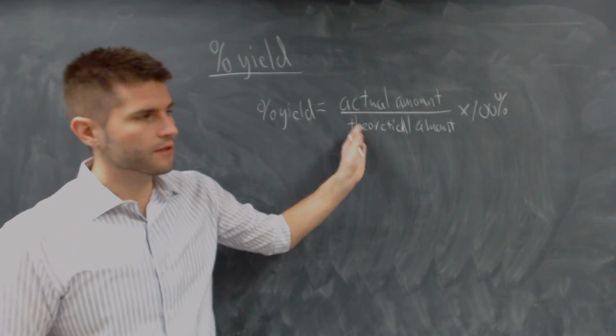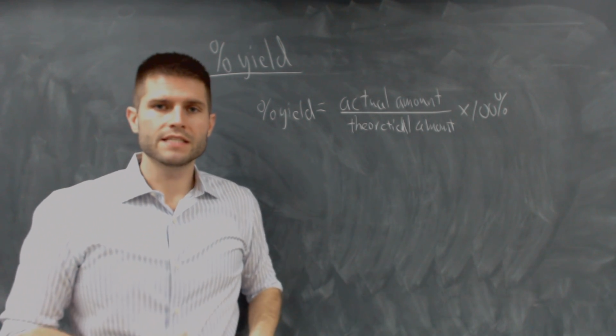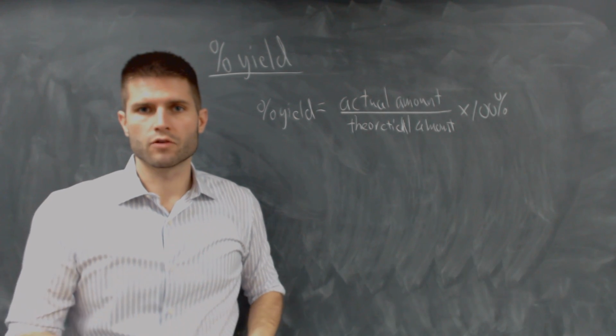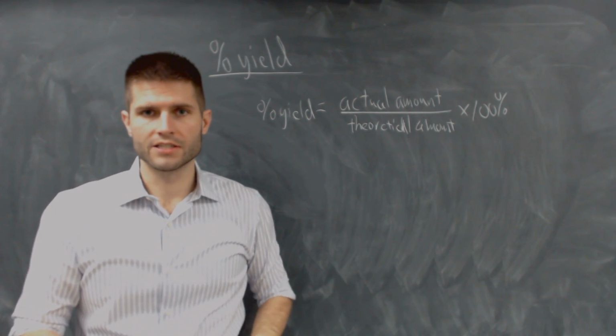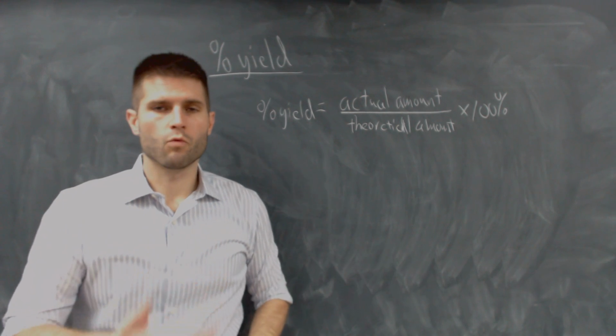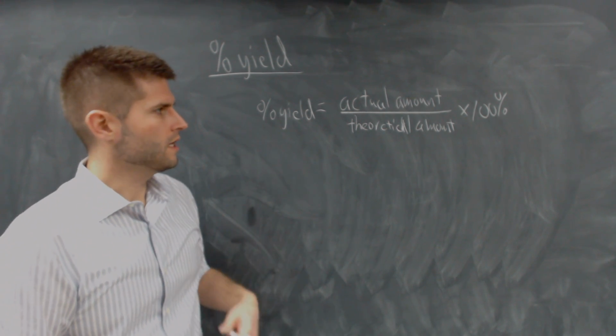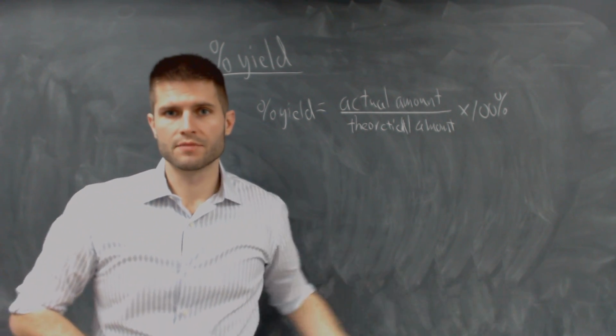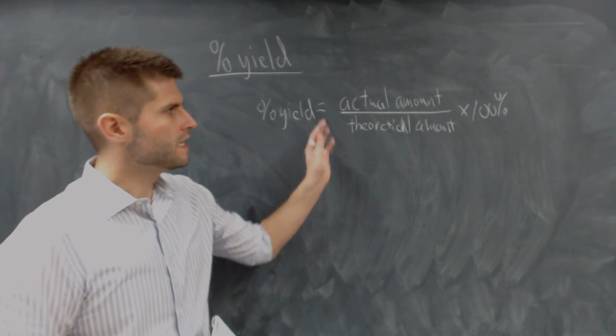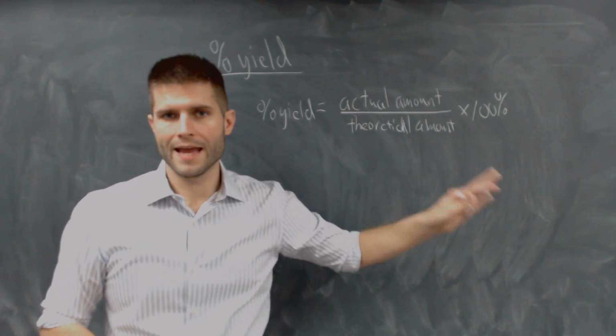If you end up getting something above 100%, it means that you've accidentally introduced some sort of flaw into the system. You have extra water attached to your molecule. You accidentally swept in some dust when you were doing this reaction. Something went awry where you have extra weight added.